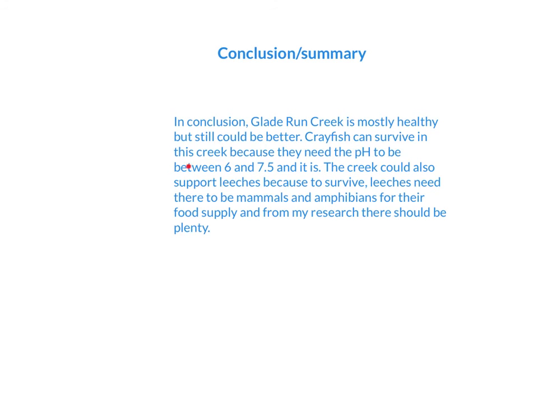Crayfish can survive in this creek because they need the pH to be between 6 and 7.5, and it is. The creek could also support leeches because to survive, leeches need there to be mammals and amphibians for their food supply, and from my research, there should be plenty.